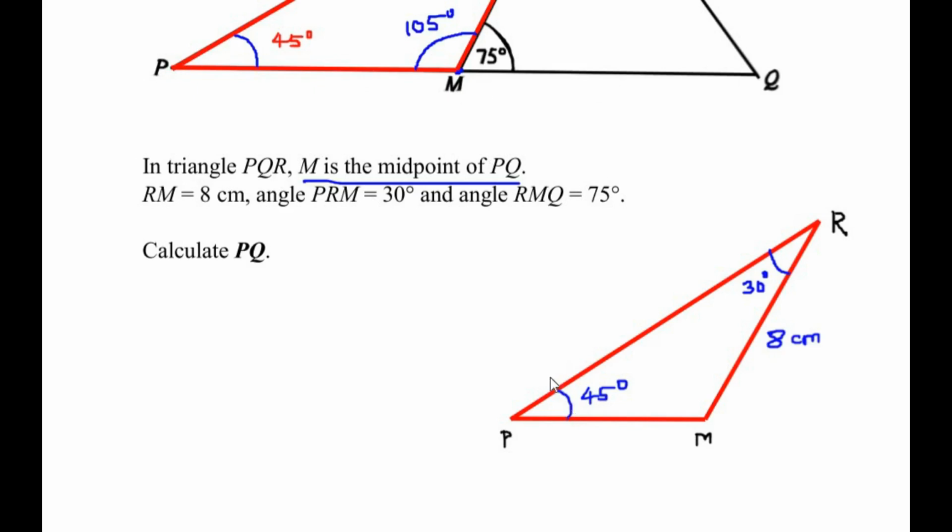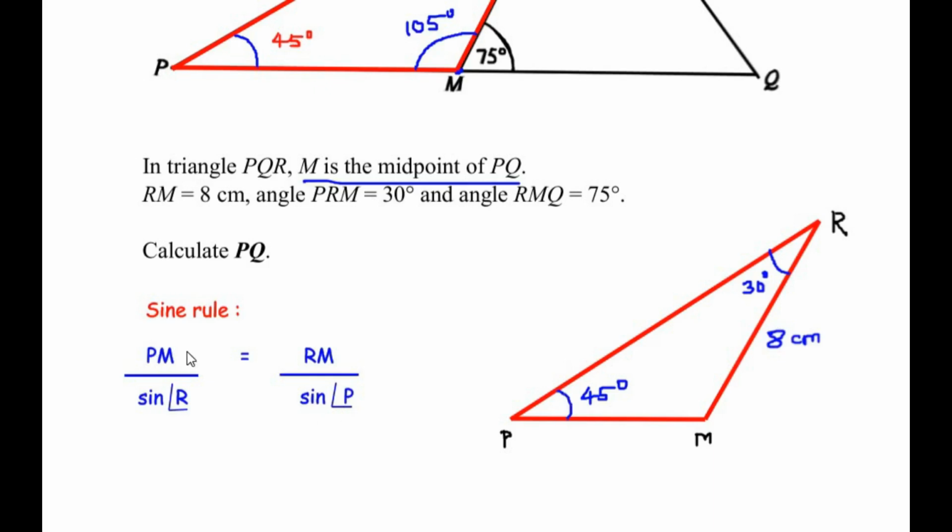Now here opposite to angle P is the side RM and opposite to angle R is the side PM. So we can make use of the sine rule to find out the value of PM. So let me write here. Since we are finding the side PM, I have written side PM divided by the sine of the angle opposite to PM, which is angle R, equal to RM, which is the side given, divided by the sine of the angle opposite to this side, angle P.